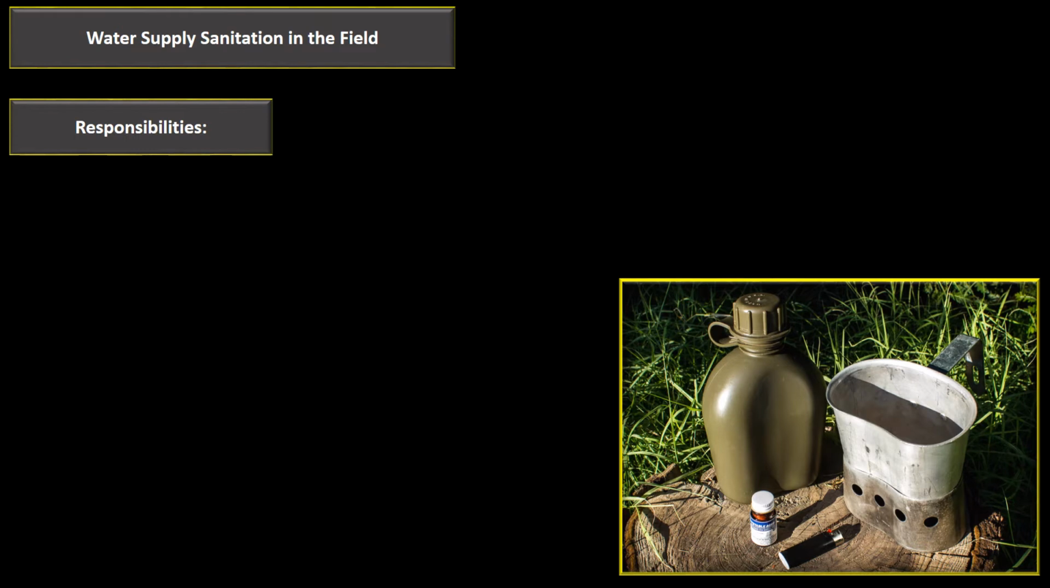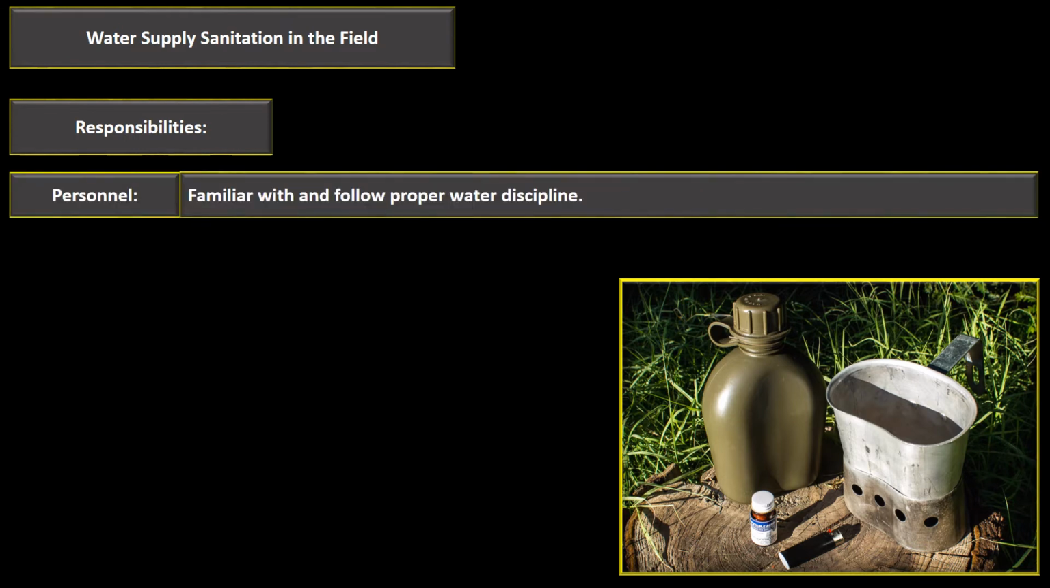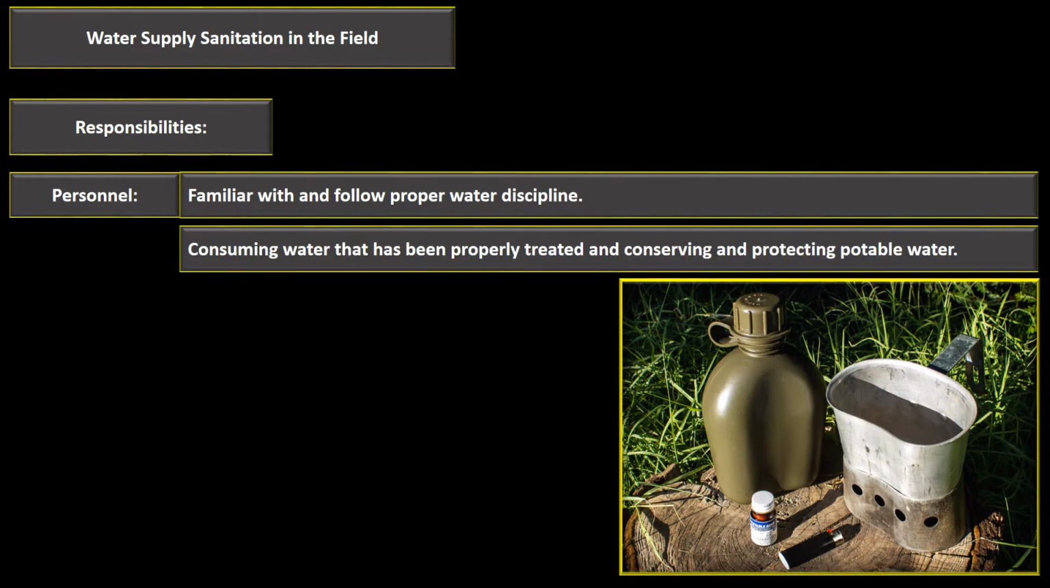And then the responsibilities of our personnel. Personnel have got to be familiar with and follow proper water discipline. And the way they're going to do that is by consuming water that has been properly treated. They're responsible to not consume water that's untreated. And they have to conserve and protect the potable water that's already been treated.